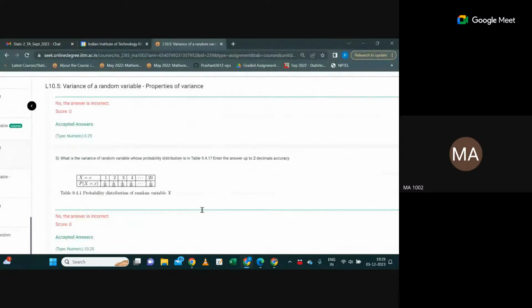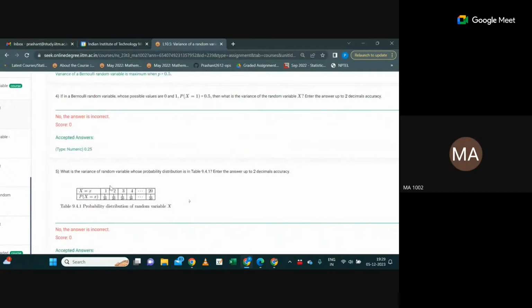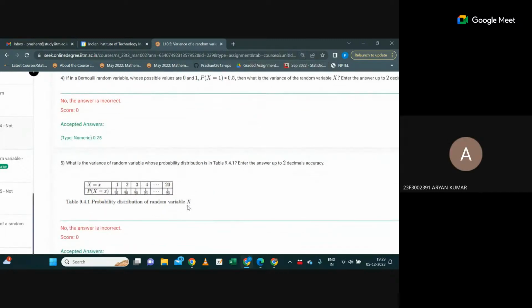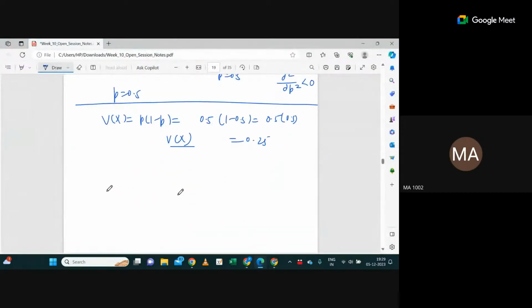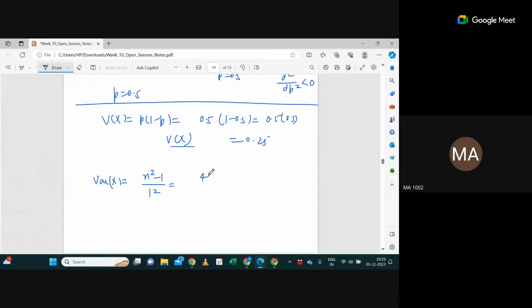Okay. Now, what kind of distribution is this one? Discrete uniform. Okay, and we just found out it is discrete uniform. What is the variance of a discrete uniform? It's n square minus 1 divided by 12. What is the n here? 20, right? So it will be 400 minus 1 divided by 12. That means 399 divided by 12. Can you calculate it?